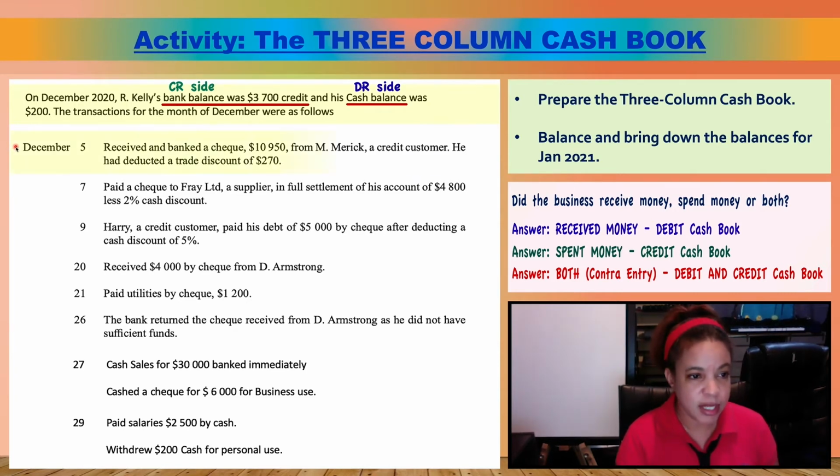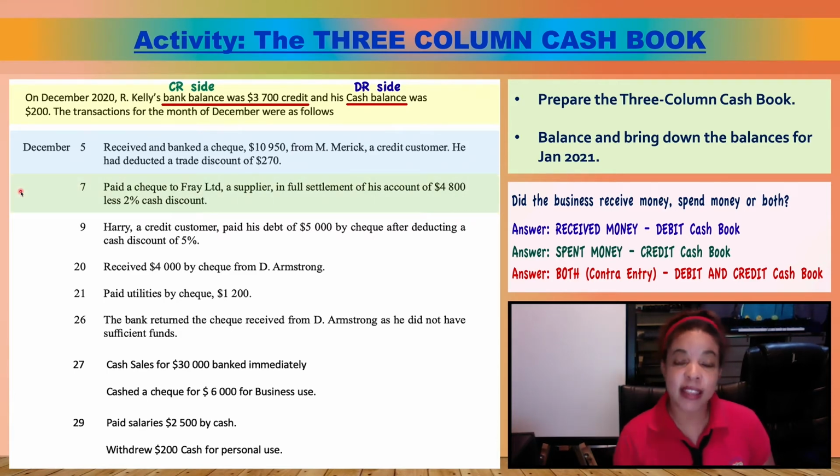So let's try to go through this really nice and quick. So we have December 5th. December 5th received. So therefore, very easily, it's going to be debit side. See how quickly? Go to the next one. December 7th, paid a check, which means it will be on the credit side.